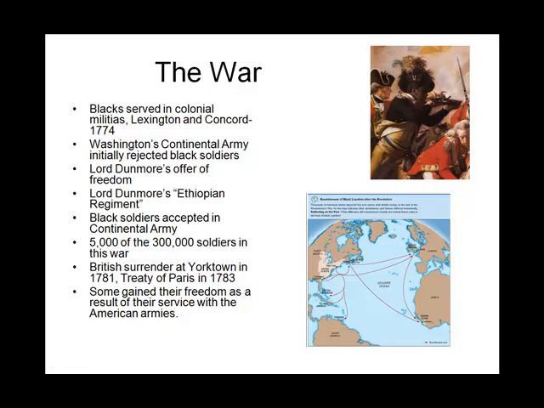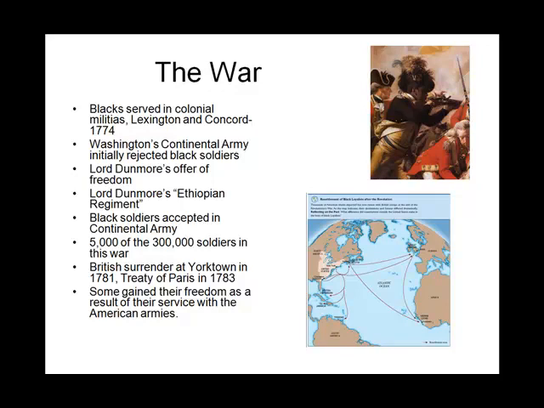Lord Dunmore, who's the royal governor of Virginia, in 1775, organizes several hundred slaves who had escaped to British lines. They had come from the American planters, colonists, to the British lines. These slaves joined Dunmore as he was trying to run away from Williamsburg, the capital of Virginia. And he organized these slaves, as well as some loyalists, Americans who remained loyal to the British government, and some British Army regulars, into a small army on Virginia's coast.